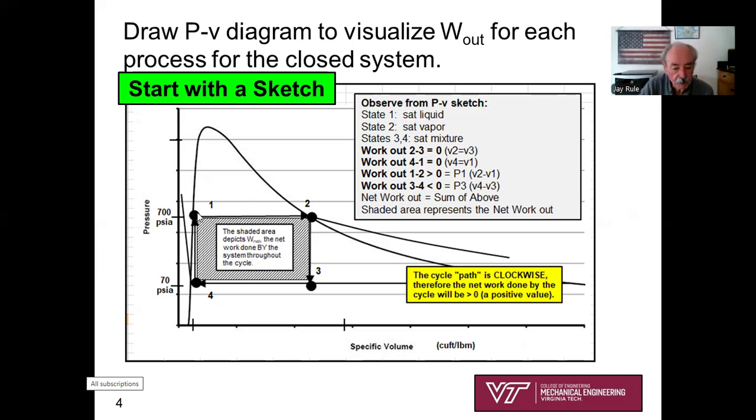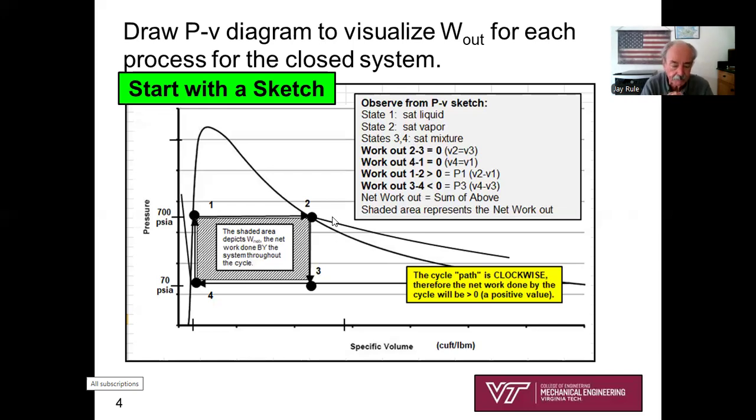Process 1 to 2. We're starting out as saturated liquid at 700 psi, pounds per square inch, and we're moving at constant pressure and constant temperature to state 2, which is saturated vapor. So there's process 1 to 2. Now, can you visualize the work done for that process 1 to 2? I think the answer is yes. It's the integral of PdV.